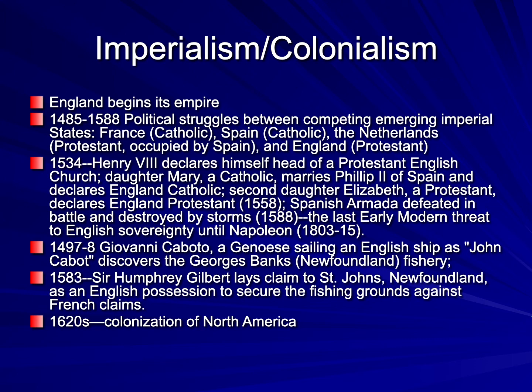In 1534, Henry VIII declares himself the head of a Protestant English church, and he brings England into the Protestant Reformation. Now, it's not a firm deal because his daughter Mary is a Catholic and marries Philip II of Spain, and she takes England back to being Catholic. But when she dies without an heir, Elizabeth is a Protestant. She takes England back to being Protestant.